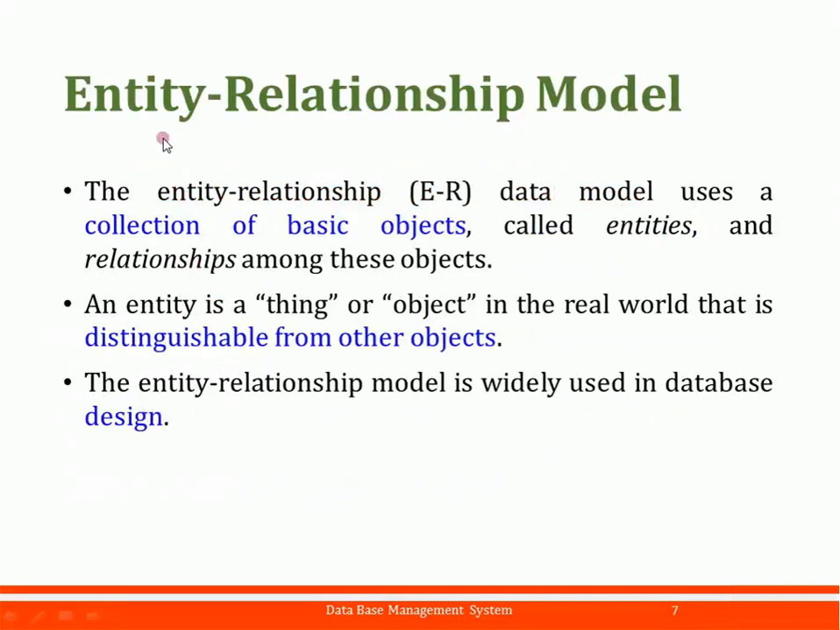The next is the entity relationship model, which is popularly called the ER data model. The entity relationship model uses a collection of basic objects which are called entities. The objects are called entities, and we have relationships among these objects. So the ER model is represented with the help of entities and the relationship among these entities.